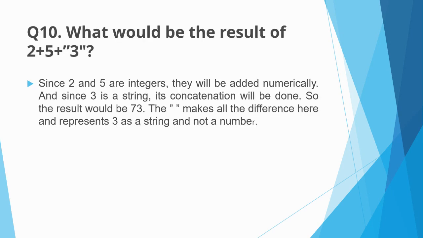Next is, what is the result of 2 plus 5 plus 3? Here 3 is a string constant and 2 and 5 are general integers. As 2 and 5 are just integers, the arithmetic addition will go so that the result is 7. And 3 is a string constant, so the string gets concatenated to the 7, so the answer is 73.